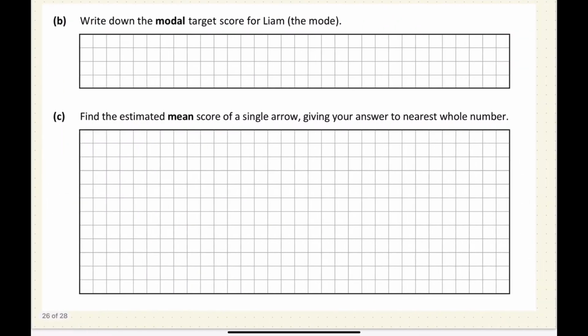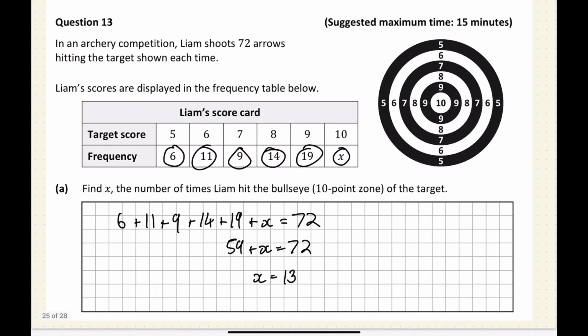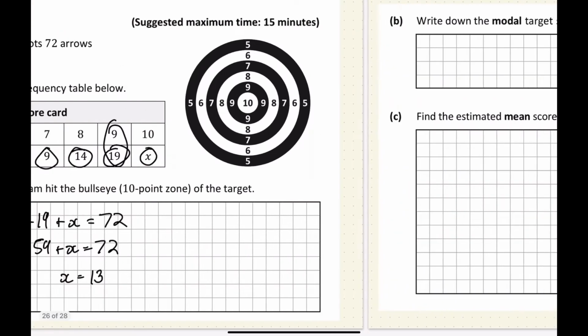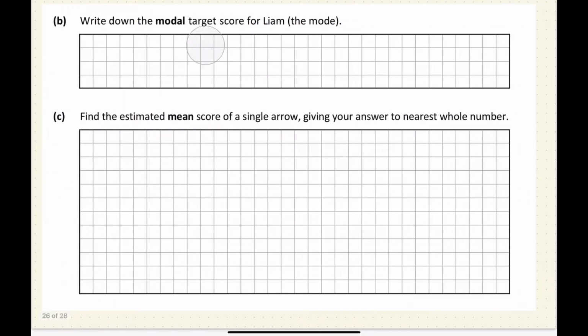All right. Then it asks for the modal target score for Liam. That's the mode, which is the value he hit the most. So the score he hit the most was 9. All right. That was his target score. He hit that 19 times, more than anything else. So the modal target score is 9.